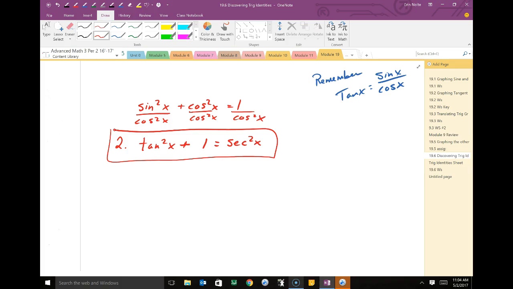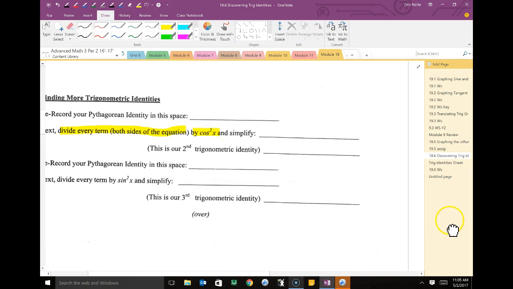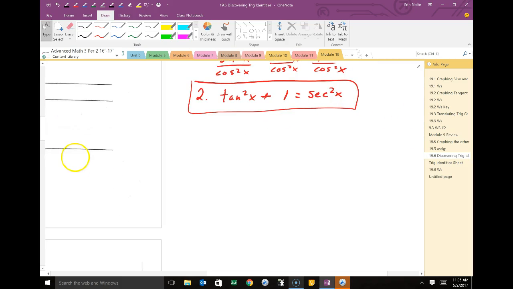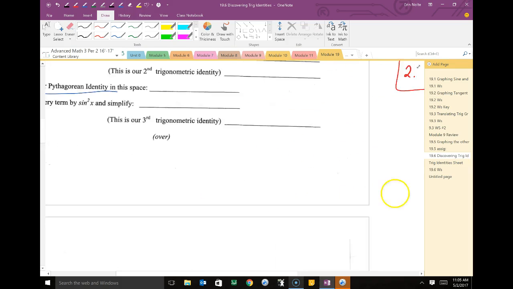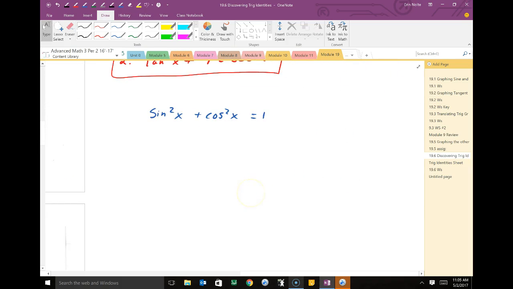Okay. Now the third piece of this. The second part says, again, rewrite our Pythagorean identity. It was the original one we found, sine squared plus cosine squared is equal to 1. And this time we're going to divide by sine squared. Same exact idea as what I just did, but this time, divide by sine squared.